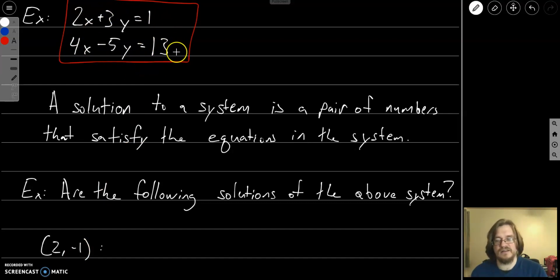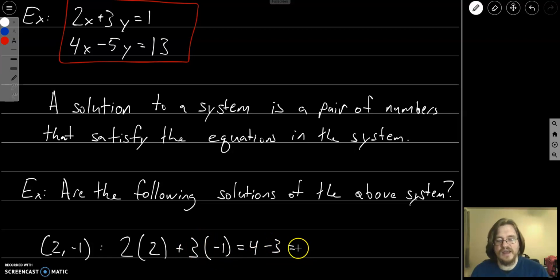So for instance, we can have the numbers 2, negative 1, and we could ask, is this a solution to this system of equations? All pairs are x and y. So let's plug 2 in for x and negative 1 for y, and see if both of these equations come out true. So for the top equation, we'll have 2 times x plus 3 times y. When we simplify, this is 2 times 2 is 4, plus 3 times negative 1, which is negative 3, and that is equal to 1.